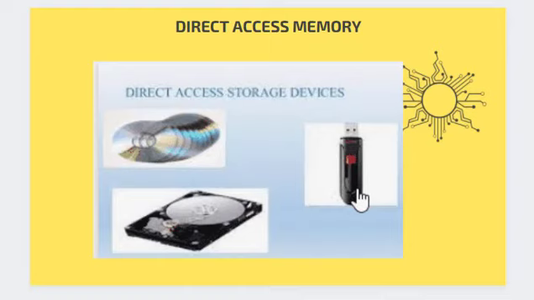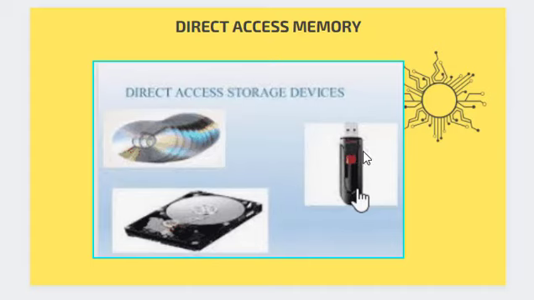The other one is the direct access memory or random access memory, which refers to conditions in which a system can go directly to the information that the user wants. A memory device which supports such access is called a direct access memory. Magnetic disks and optical disks are examples of direct access memory, including the USB, or universal serial bus, flash drives that we have.